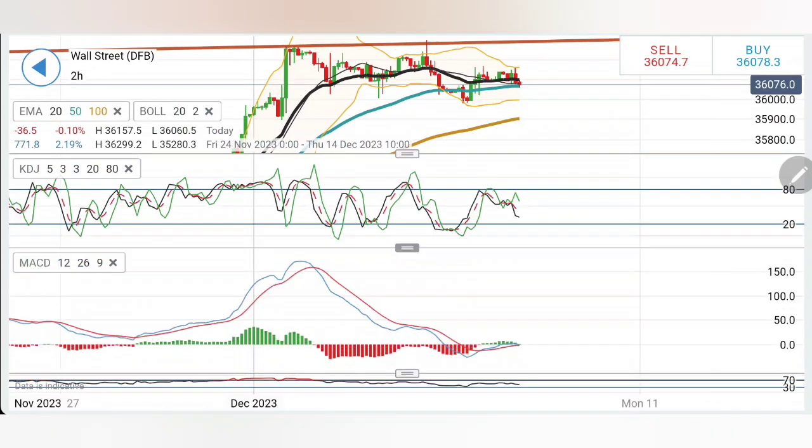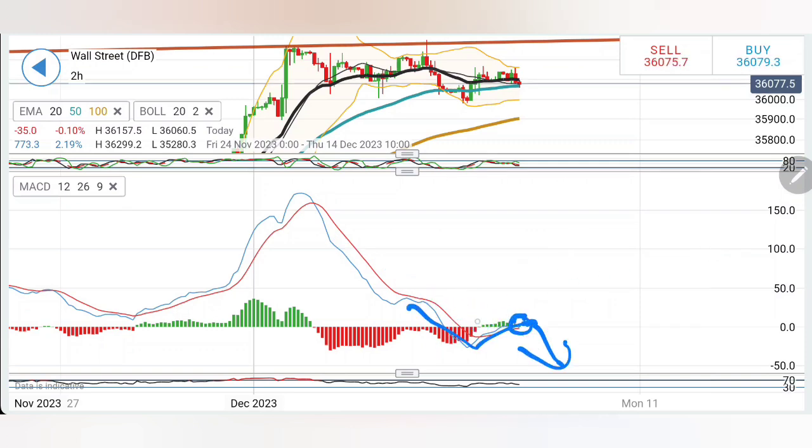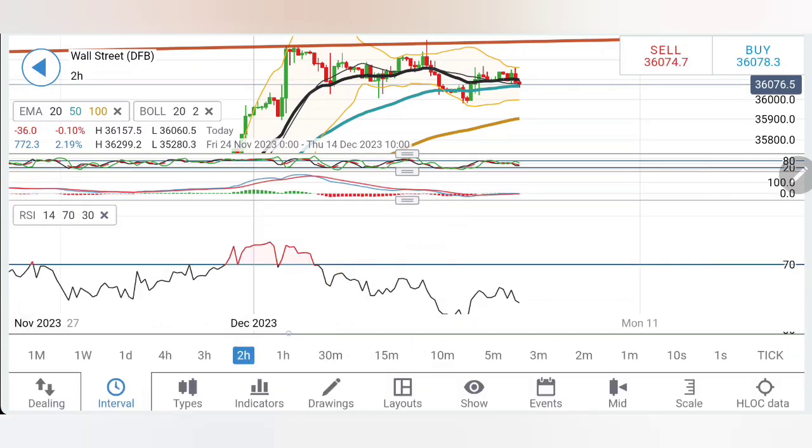The stochastic has dropped. MACD, see, MACD is under retracement. After the drop, it is trying to converge a bit and trade with the retracement levels. But see, the slope is very gradual, which suggests that it can in fact cross over for a sell from the current levels. RSI has dropped as well.